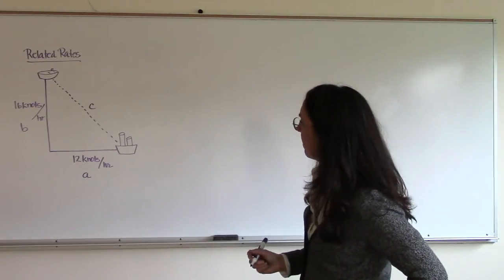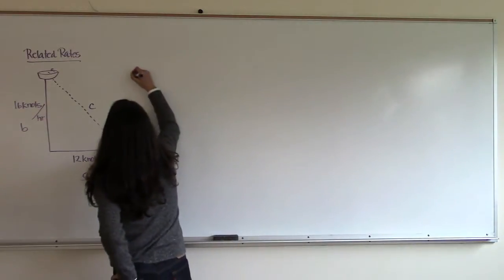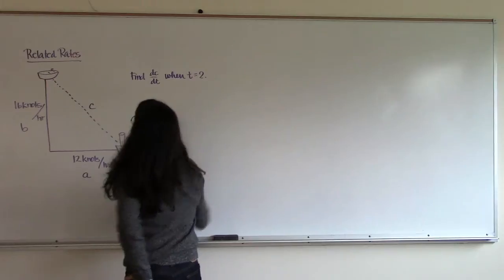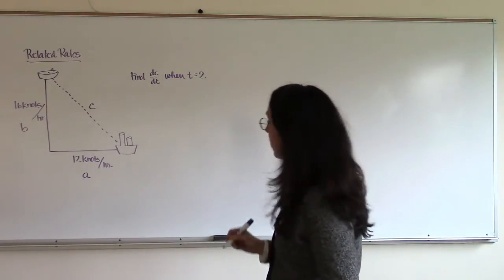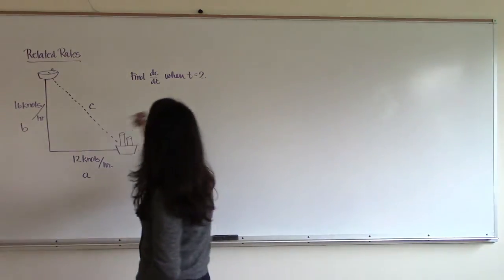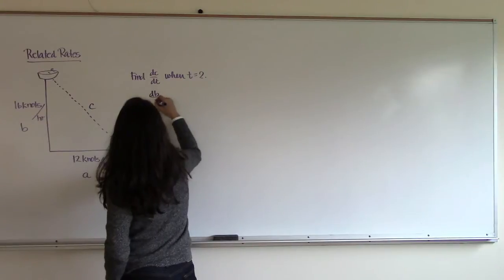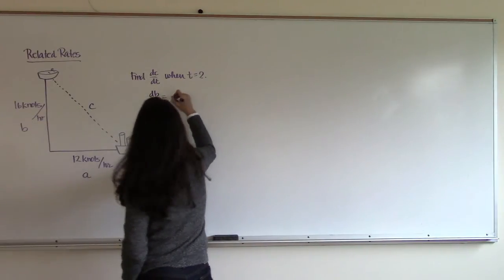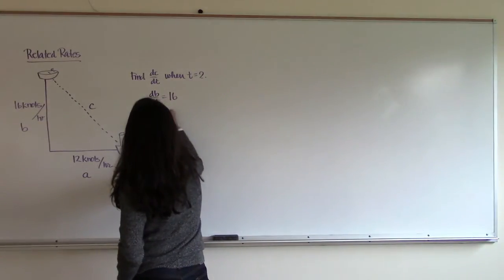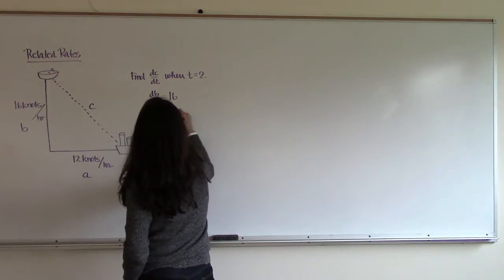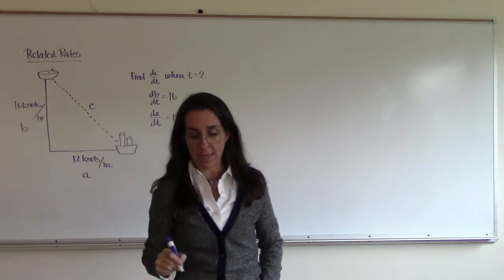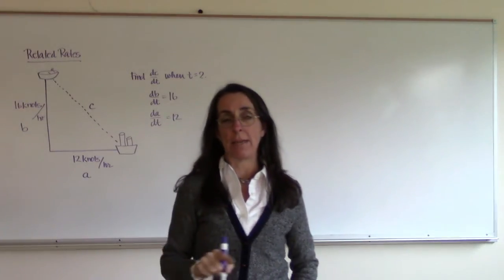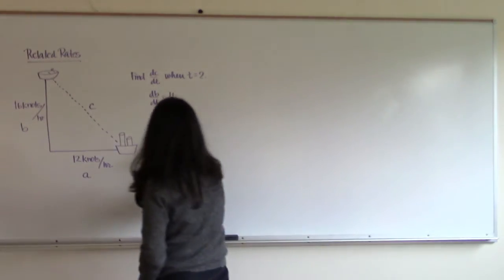Okay, so what are we trying to find? Find dC/dt when t is equal to 2. And what do we know? We know that dB/dt is 16, and dA/dt is 12, and that's about all we know. And we know the relationship between A, B, and C is this one.